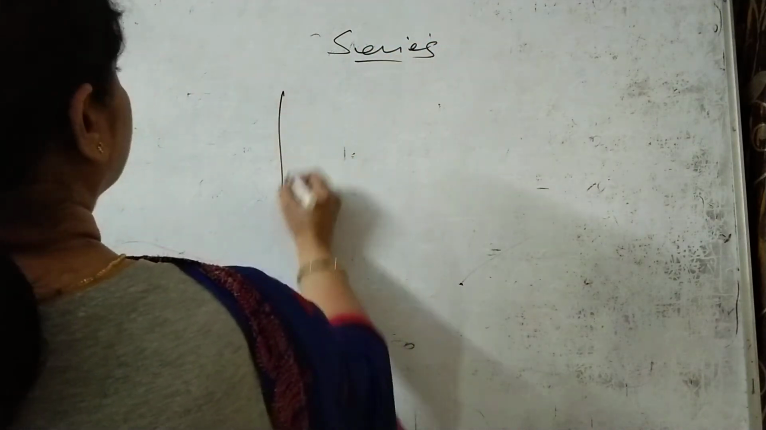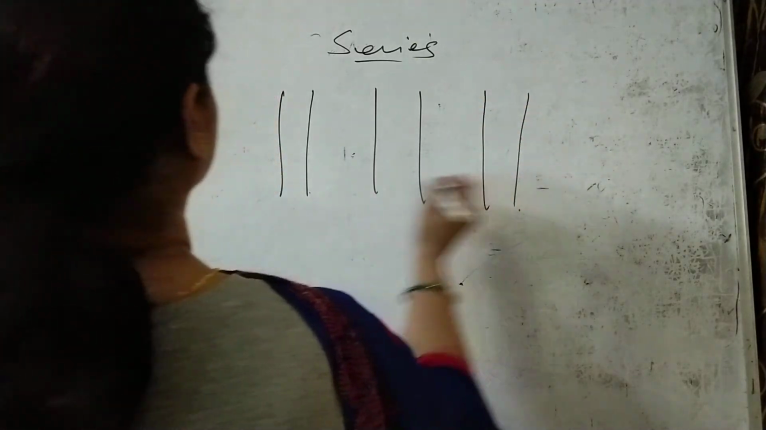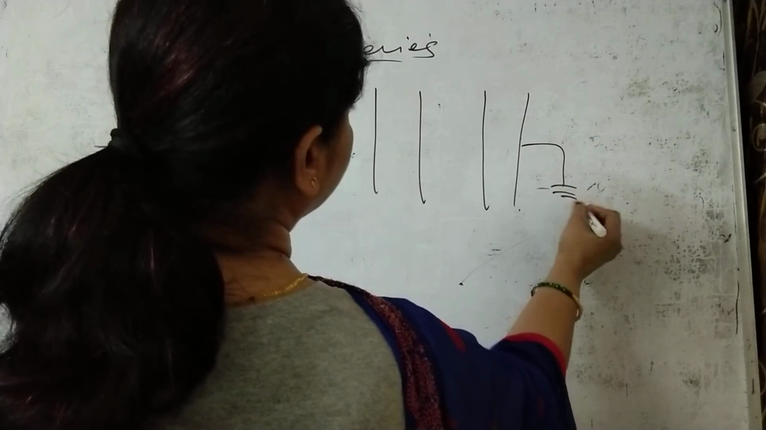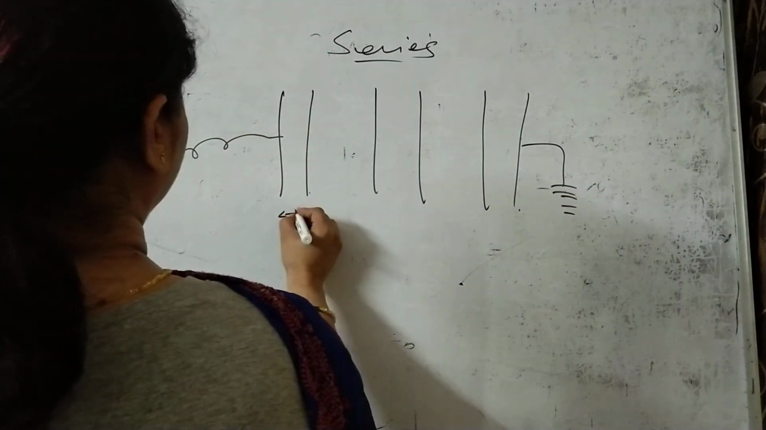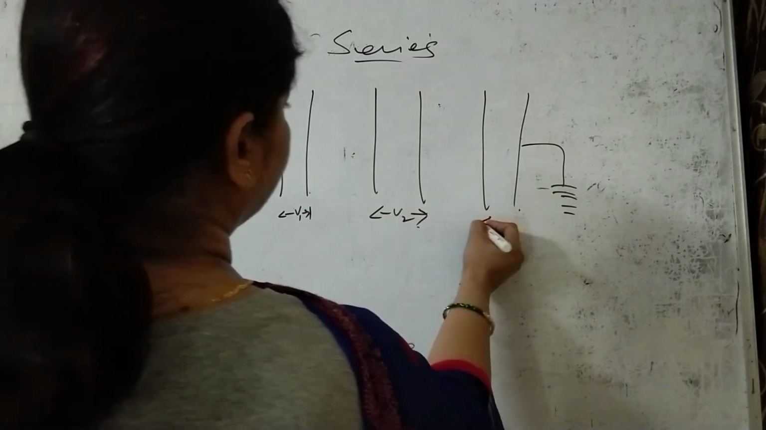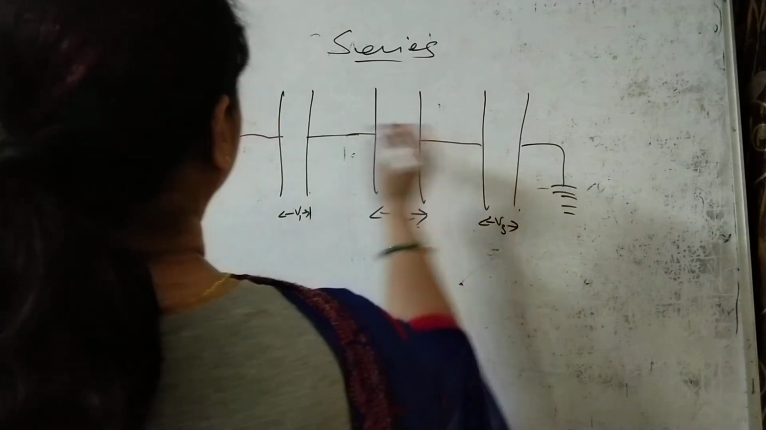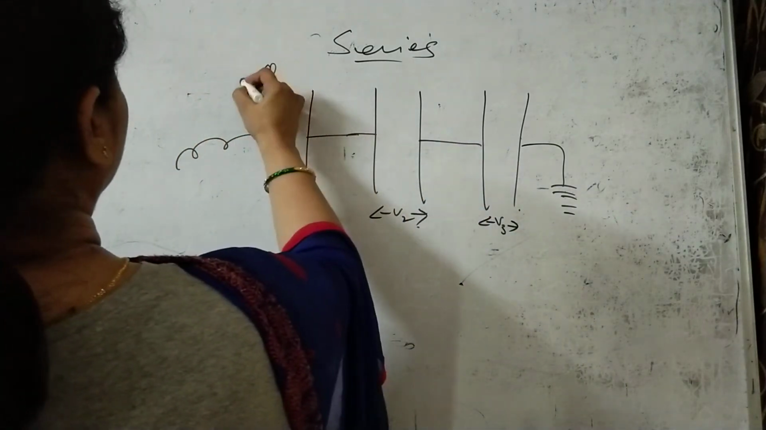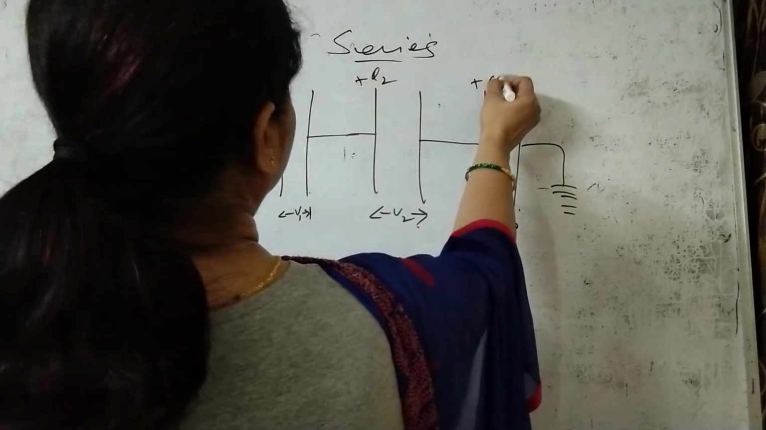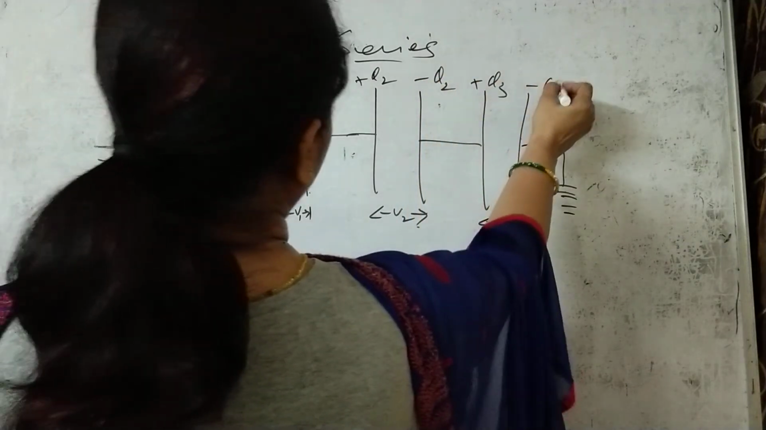So let's take this as one capacitor, this is another capacitor, and this is another capacitor. This one is given a charge and the other one needs to be earthed. This is the potential V1 between the two plates, this is V2 between the two plates, V3 is the potential between the two plates, right? And they are well connected. So it is plus Q1 and plus Q2, plus Q3 for this, and this is minus Q1, minus Q2, and minus Q3.